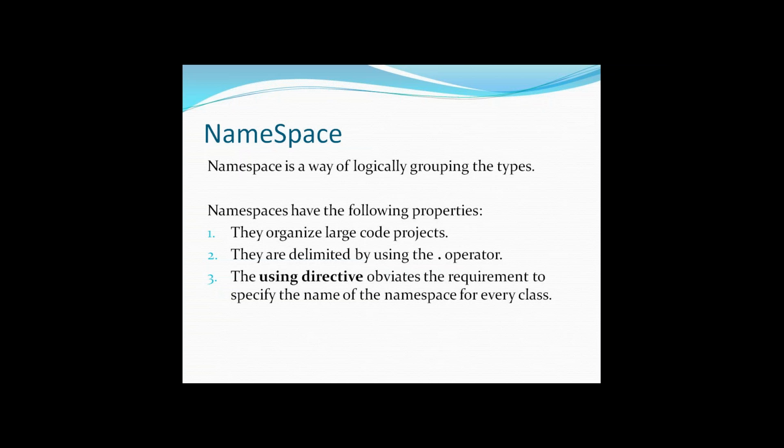Good. So the using directive obviates the requirement to specify the name of the namespace for every class. You might have observed that every class which we have created till this point today had something like using system.windows, using system.ui. So multiple using statements were defined at the top of your class, right? This says that any class which is defined in that namespace can be referred to in this particular class. Understood?